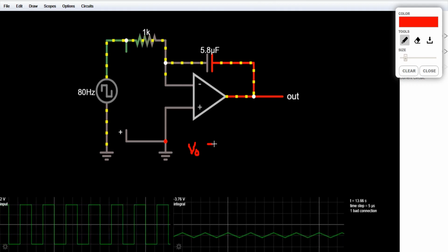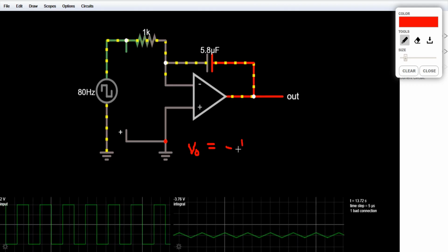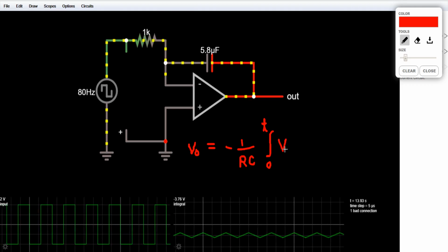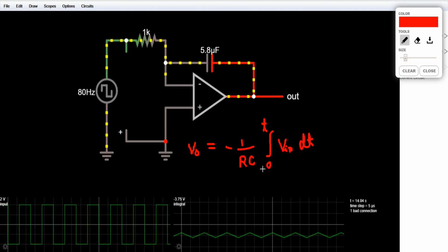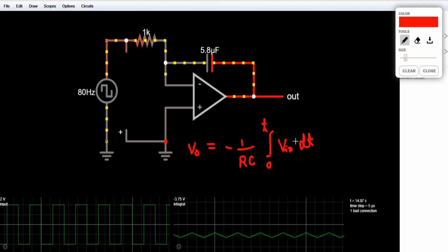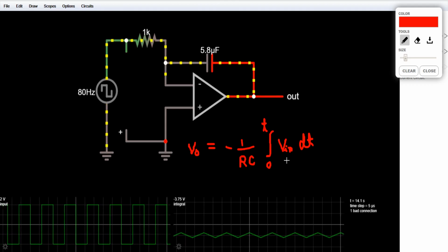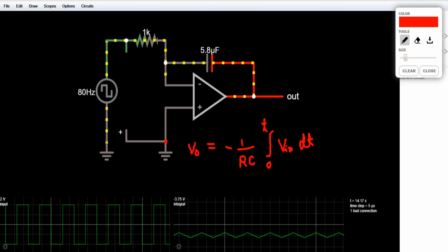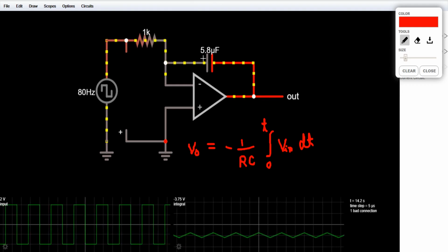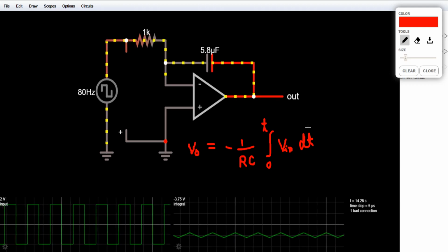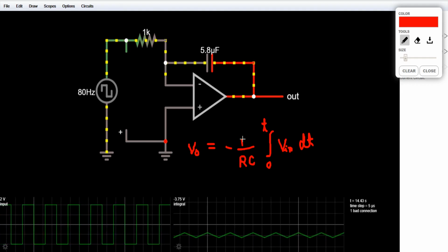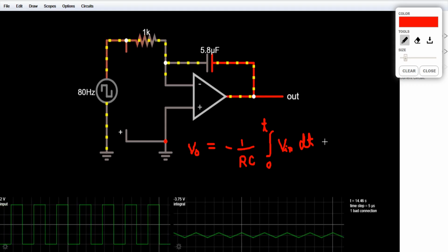V naught is equal to minus 1 divided by RC, integral from 0 to T of V input dt. It is also obvious because it is an integrator, so it will definitely integrate the input voltage. So we have integrated this input voltage, and the magnitude of V output will be equal to minus 1 by RC. This is R, and this is the capacitance value, the capacitor in feedback. So put these values and integrate V input from 0 to T with respect to time. Therefore it is an integrator. If I integrate the square waveform, then in the output I will get the triangular waveform. So this was all about this integrator.